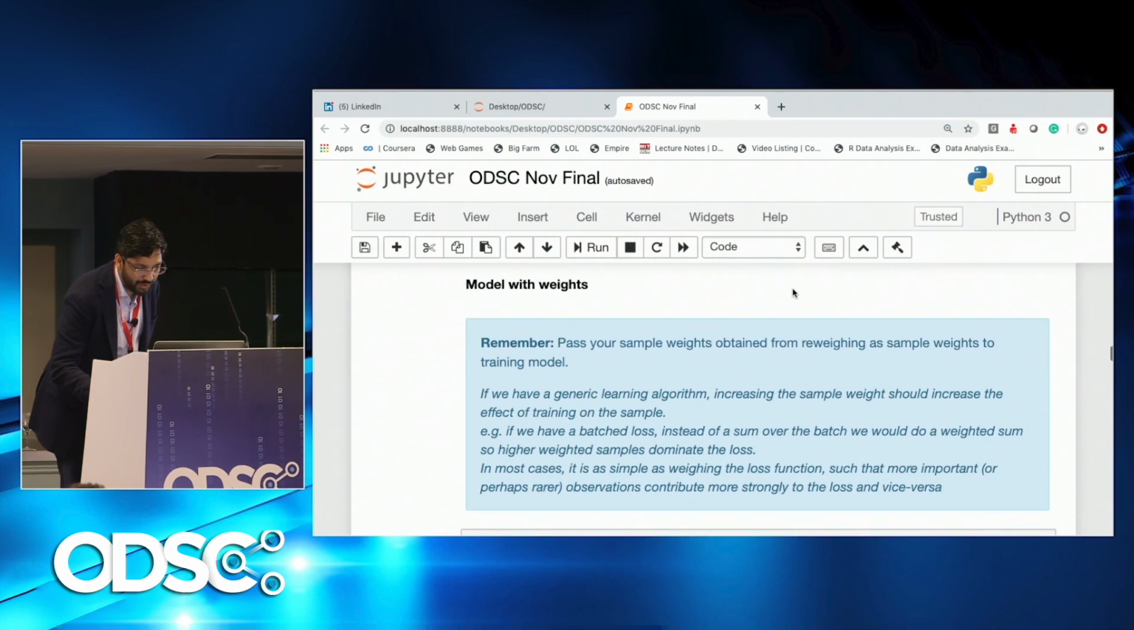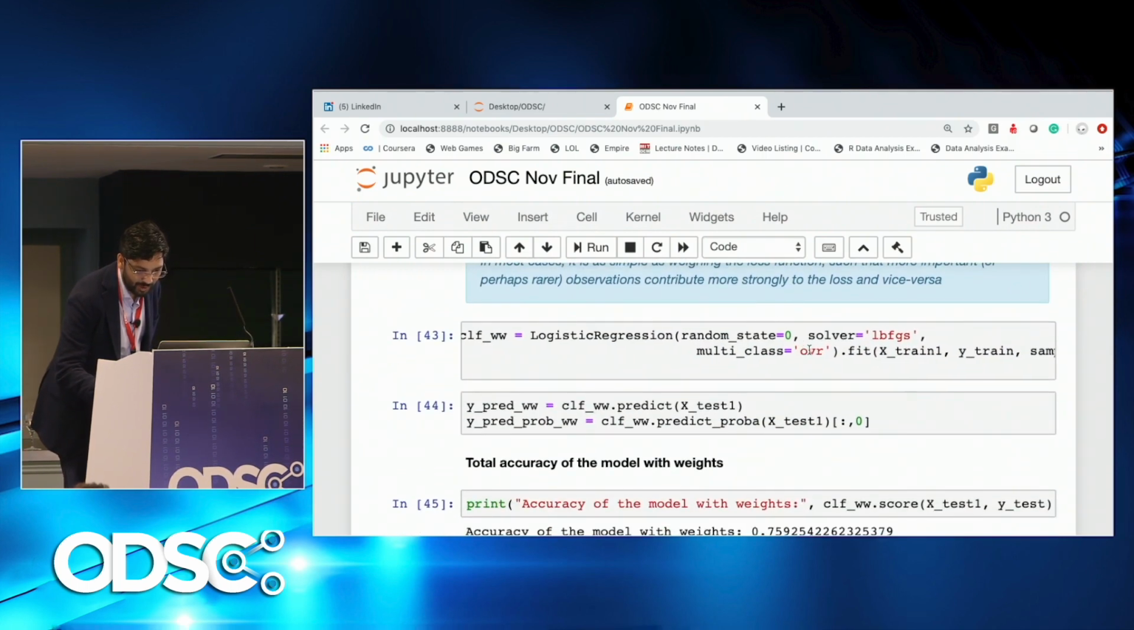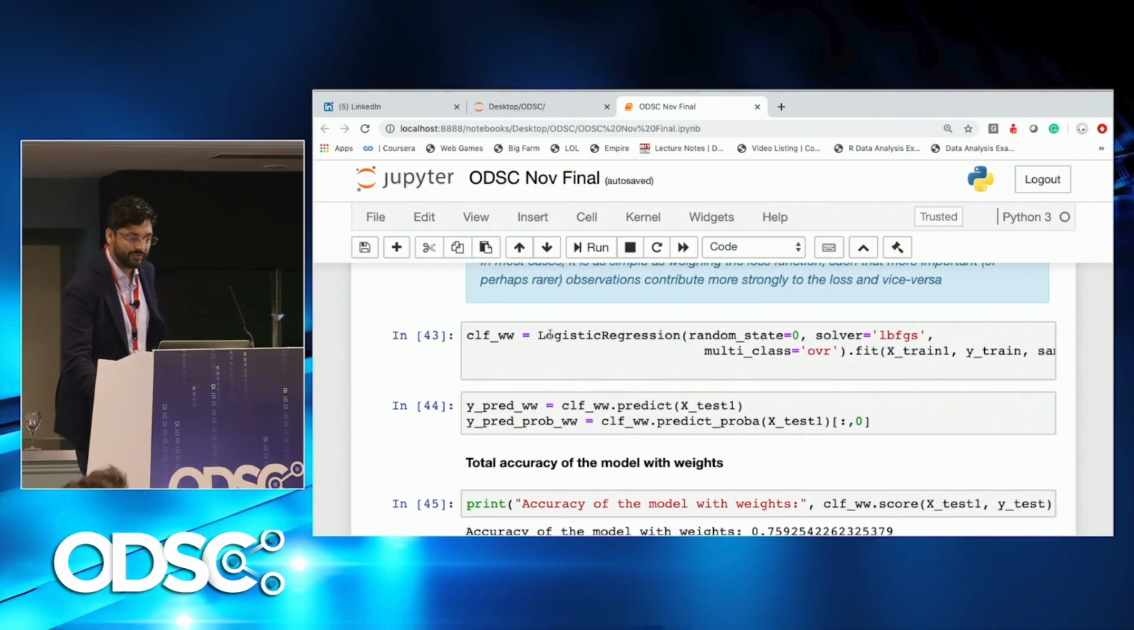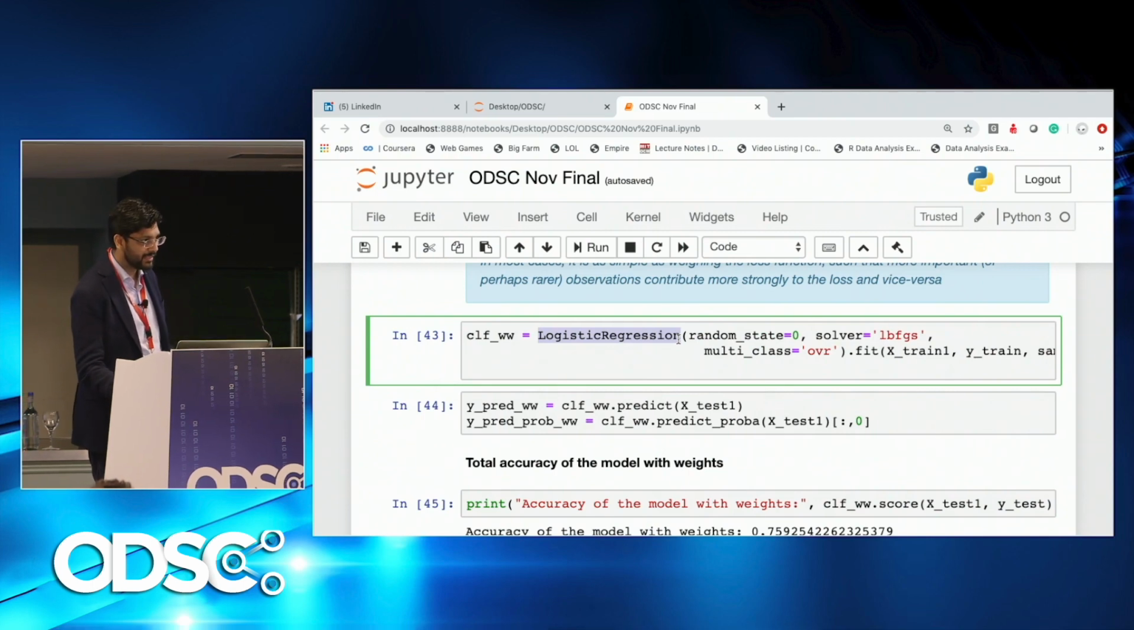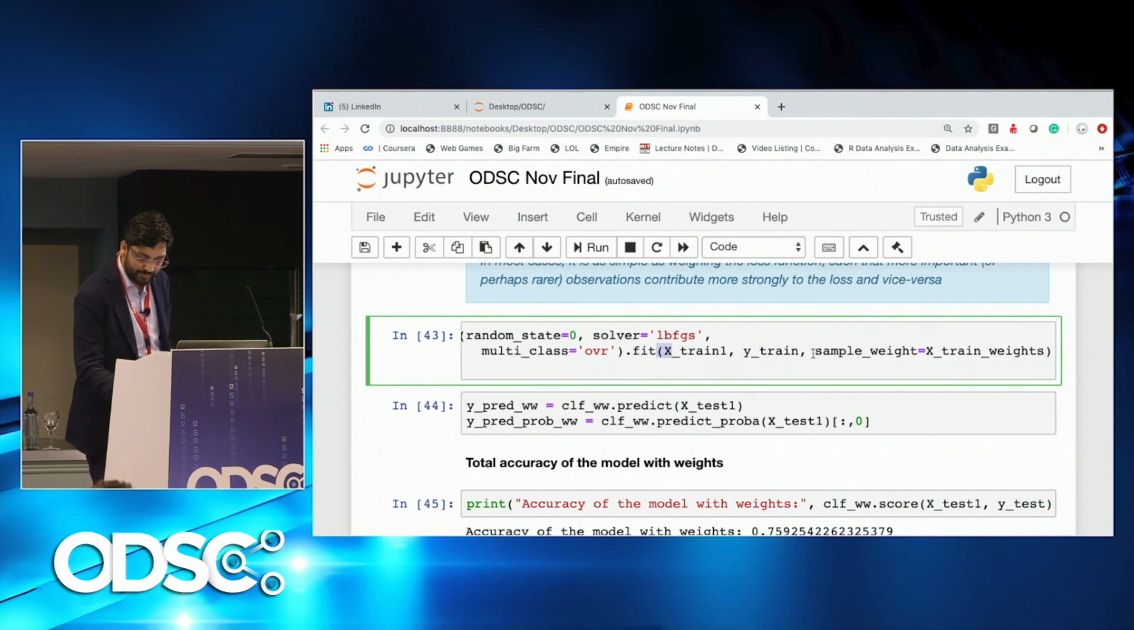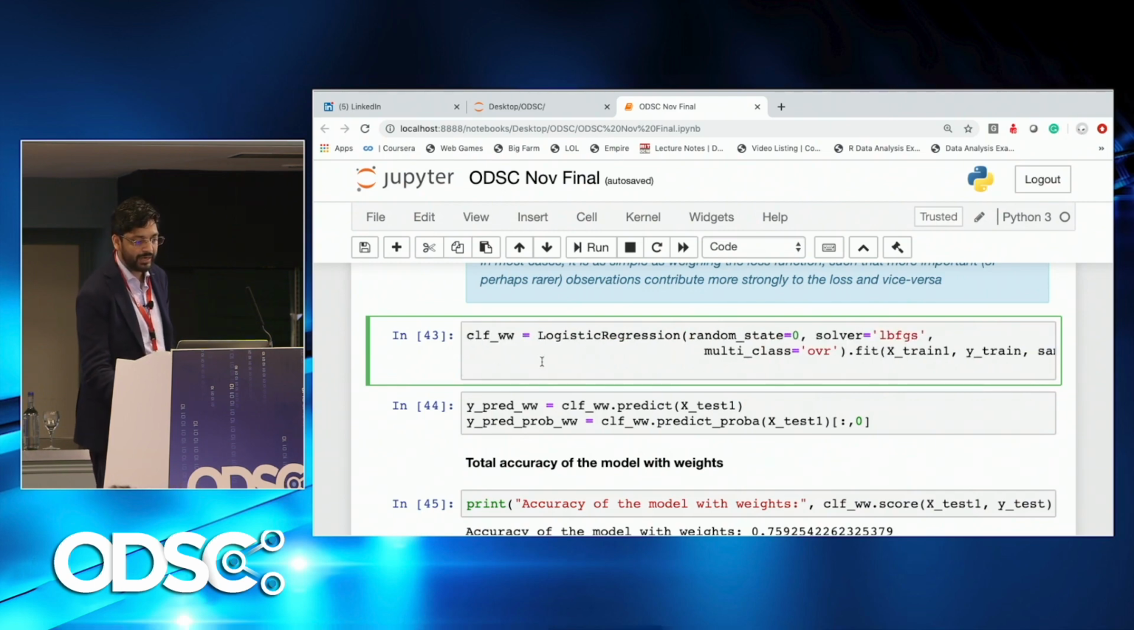Okay, now what we'll do is we'll pass the model the weights. How many of us recognize this command? Simple logistic regression scikit-learn command. Very simple. We understand X train and Y train. What I have done is, there is a parameter called sample weight. I've just passed the weights here, nothing else. I'm neither changing the data nor changing the algorithm. I'm just passing the weight and I'm calling it CLFWW, that is, with weights.